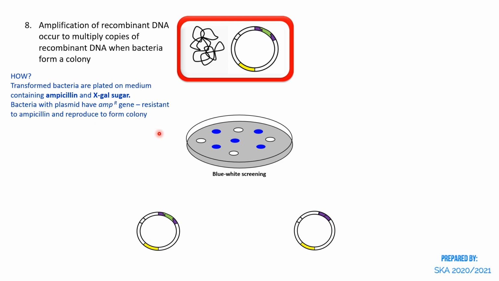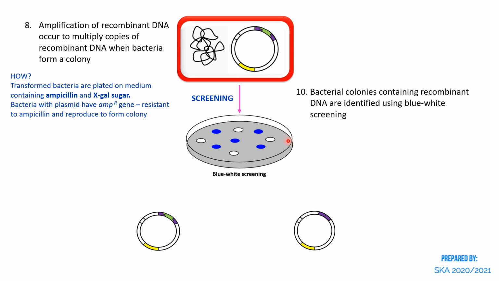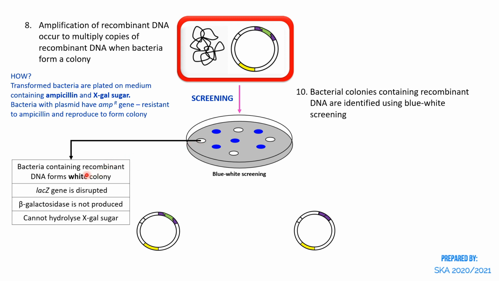The last step is screening. Bacterial colonies containing the recombinant DNA are identified using blue-white screening. Now, let us look at the white colonies first. The white colonies show the bacteria contain recombinant DNA.